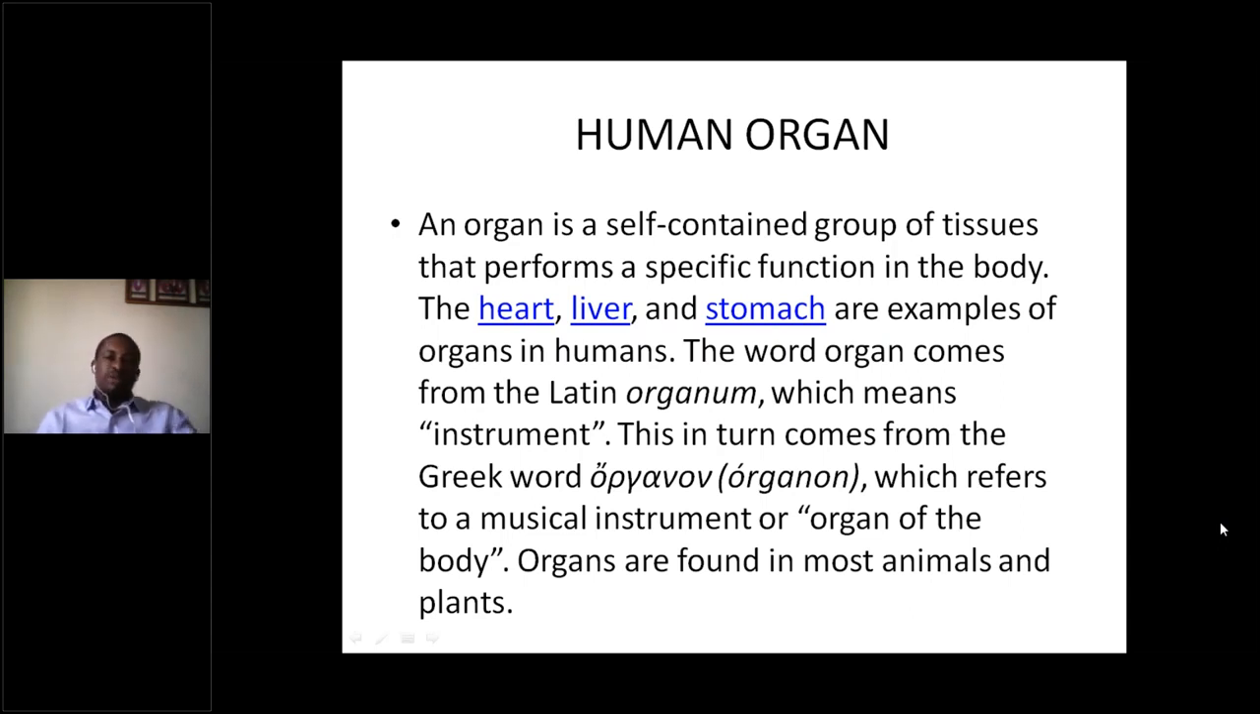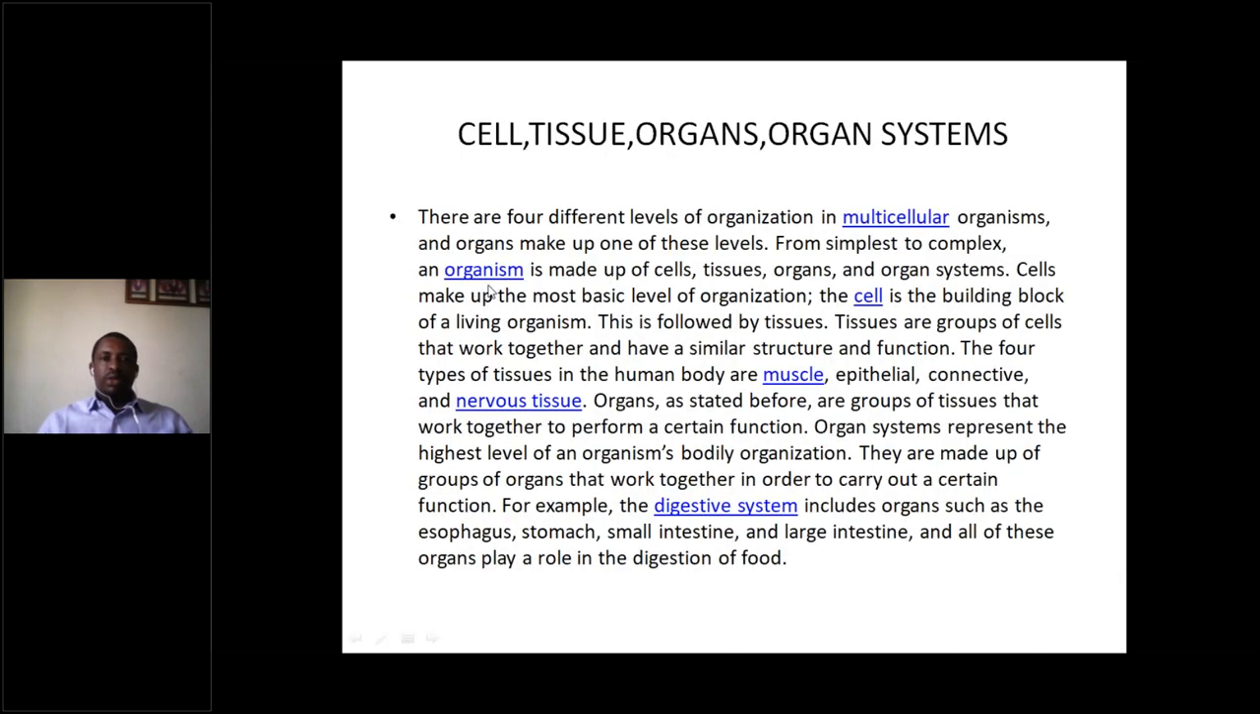The word organ came from the Latin word organum, which means instrument. It is a Greek word, organum, which refers to a musical instrument. So organs are found in most plants and animals. So let's go back to refresh our mind of where we are coming from. Okay, there we have the cell.